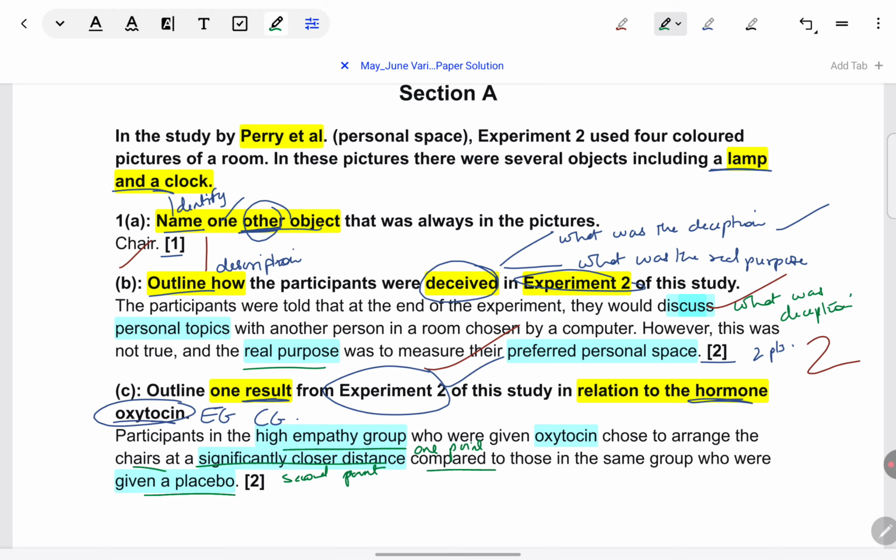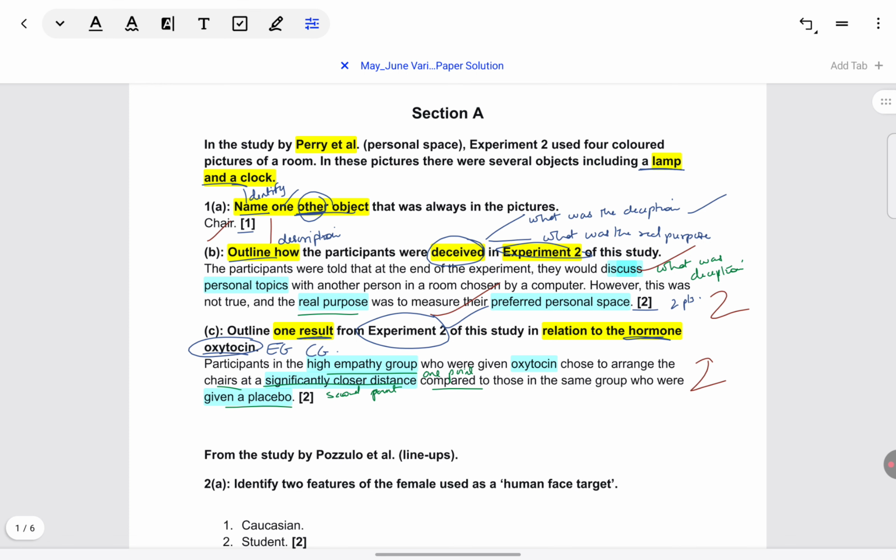Like I said, it's inevitable to mention empathy because the whole manipulation is an interaction of empathy and oxytocin. But you cannot write it independently of oxytocin. So here for 2 points, the candidate gets 2 marks. These were the questions on Perry et al. Now let's look at the next part of this section.